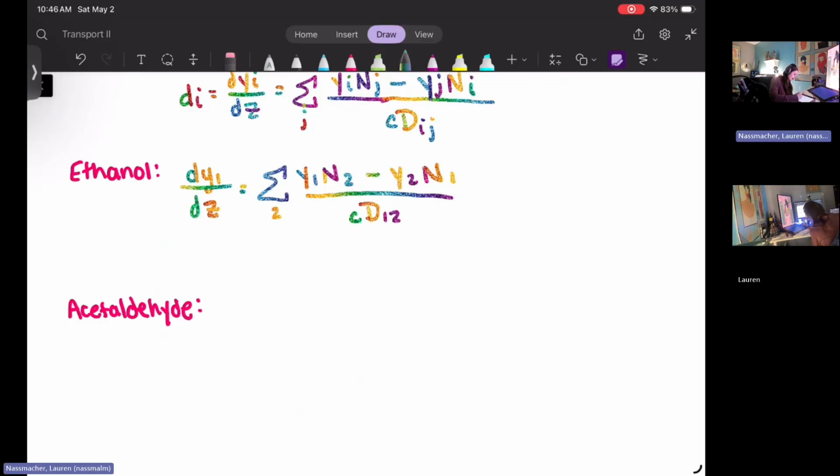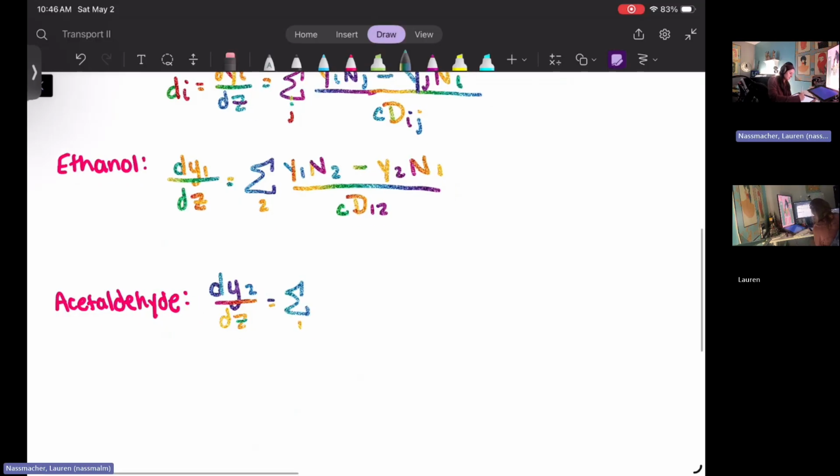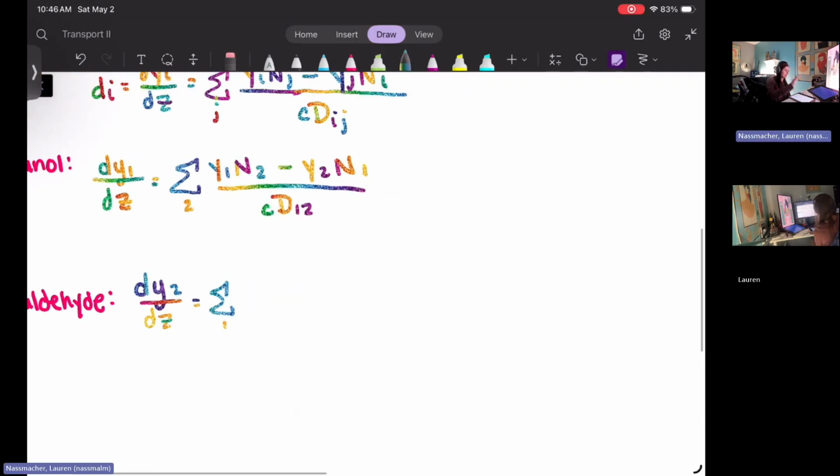It's going to be along the same lines. We just switch out some of the numbers. So instead of y1, it'll be y2 equals our mole fraction of 1. Oh, sorry. I need to add something as well.